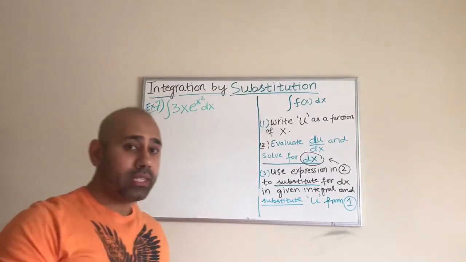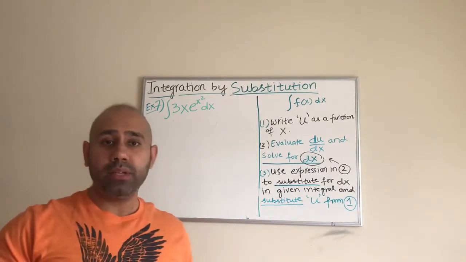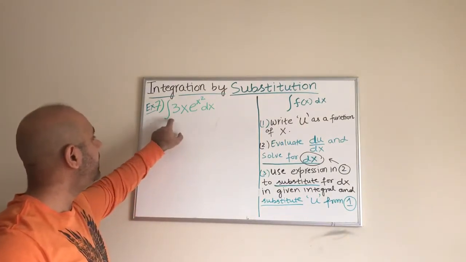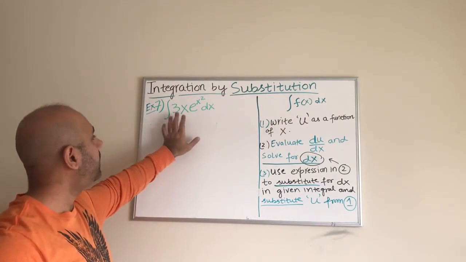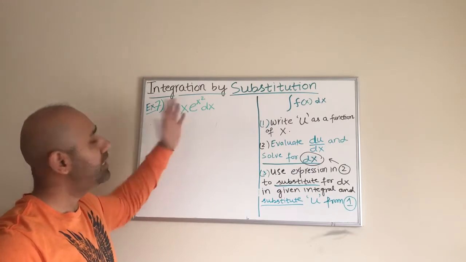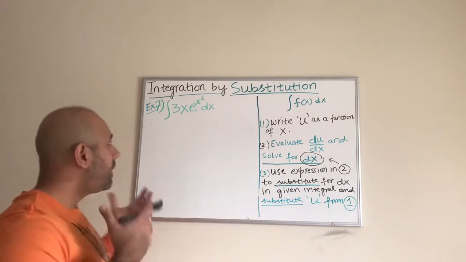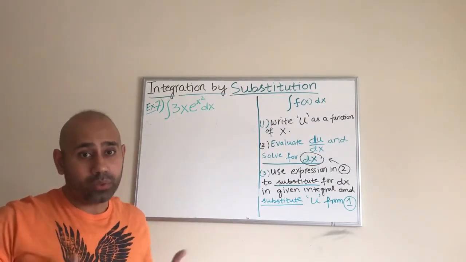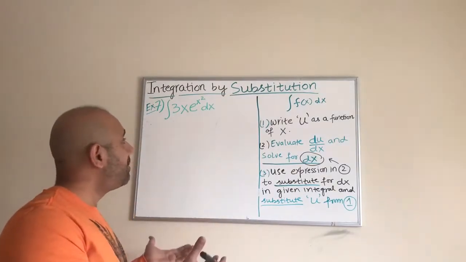Guys, now let us look at another example, number 7, using the method of substitution. Again, looking at this expression right here, there's a product of a linear function and an exponential function. So just by looking at it, there's no direct way for us to evaluate the integral. So what we're going to do is try to use the method of substitution.